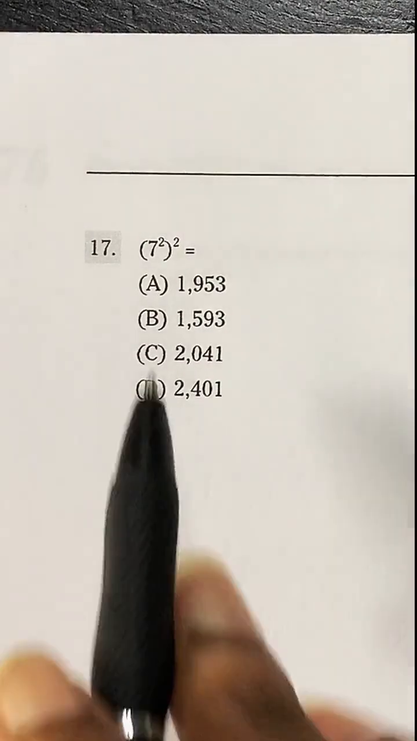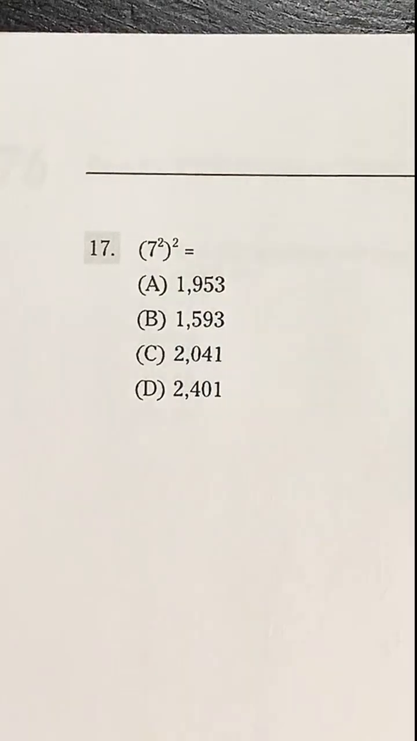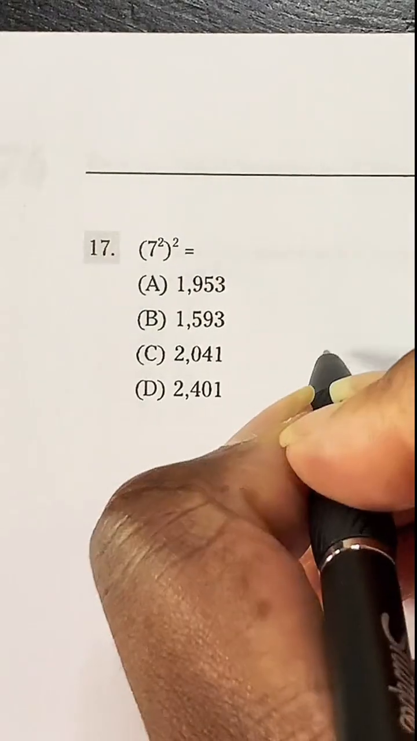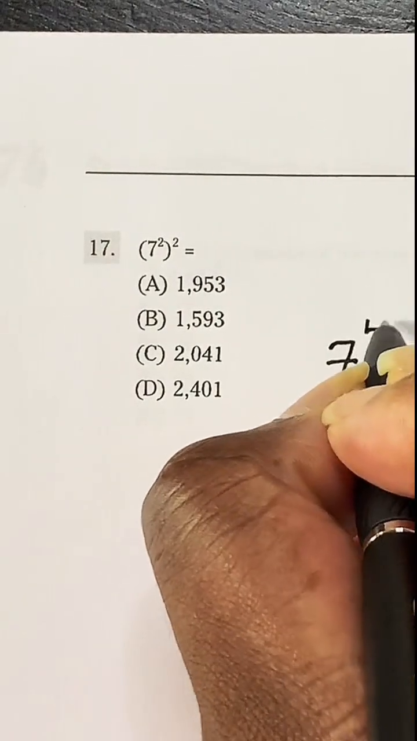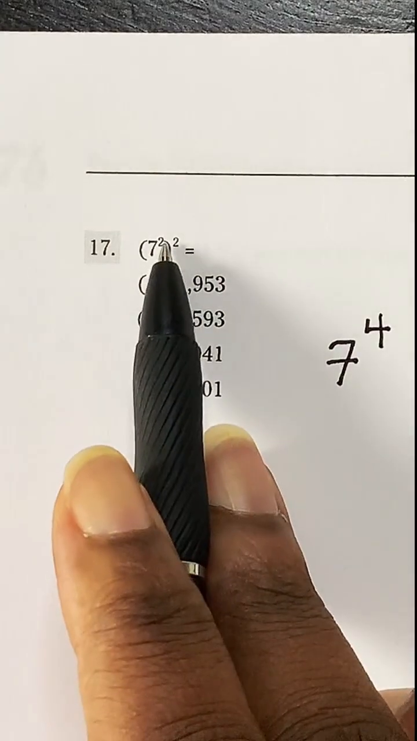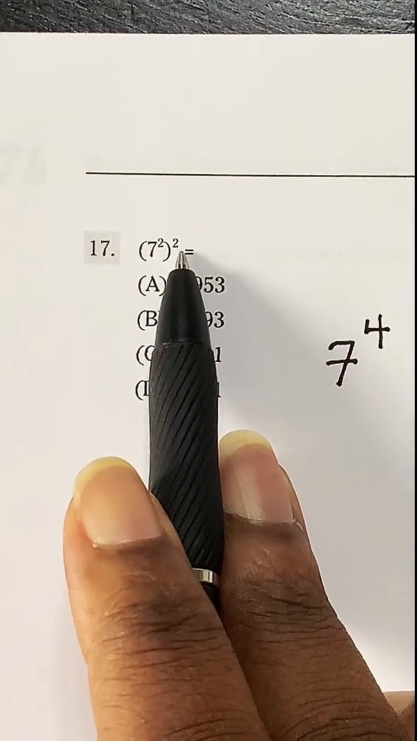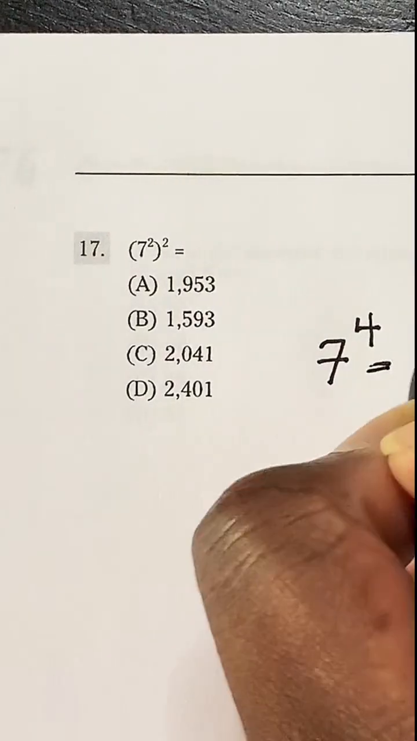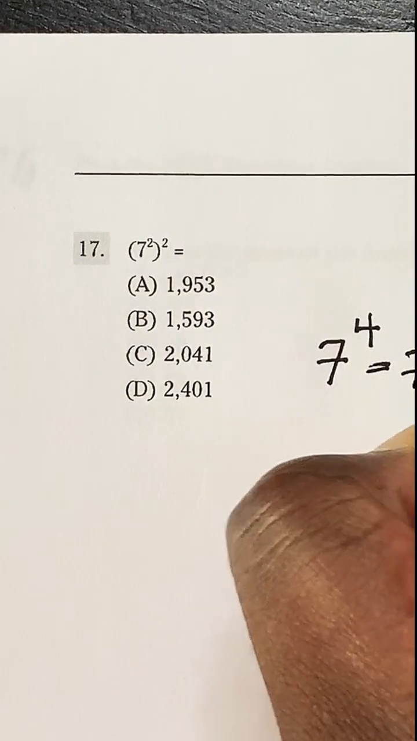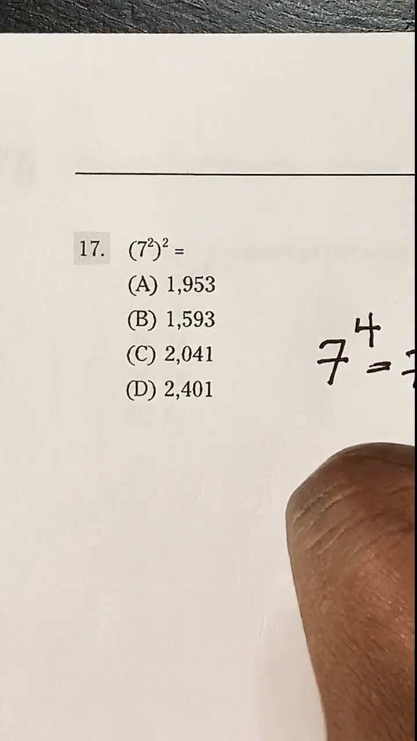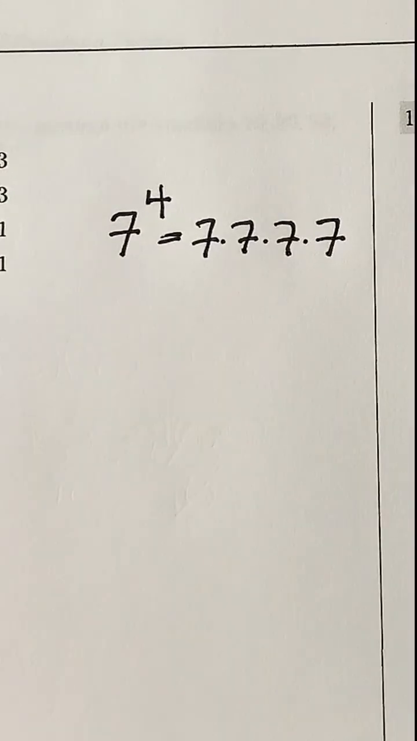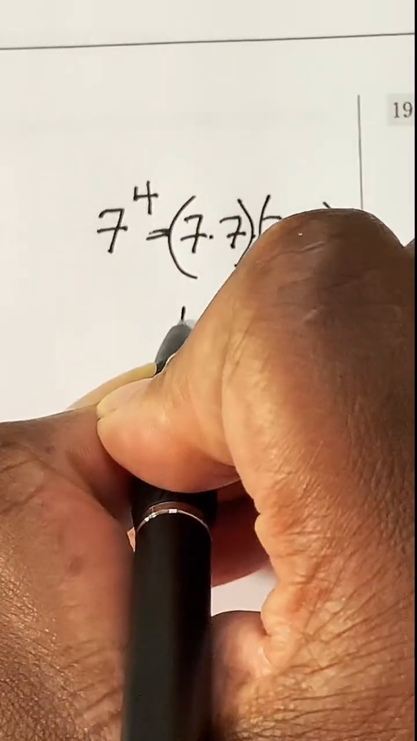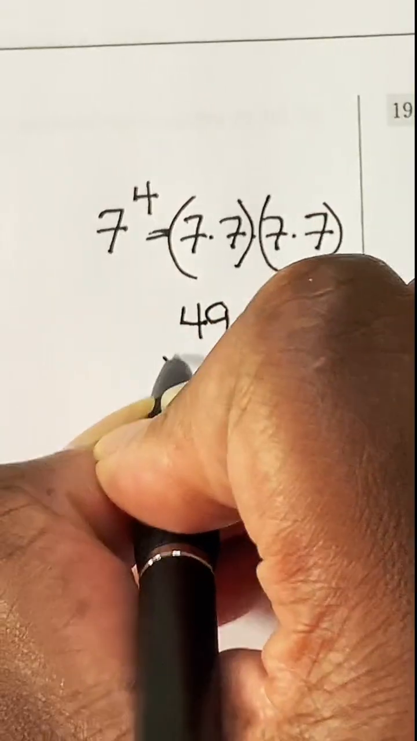All right, so PEMDAS: inside the parenthesis, or since you have a power being raised to a power, you can think of it as 7 to the 4th power. Remember, when you see an exponent, a parenthesis, and an exponent, you're multiplying your exponents. So this is basically 7 times 7 times 7 times 7. If you want to group them, 7 times 7 gives me 49, so you have 49 times 49.